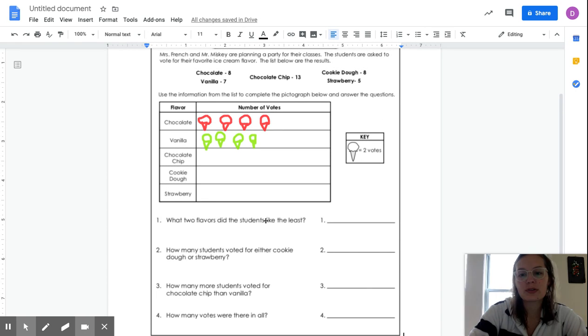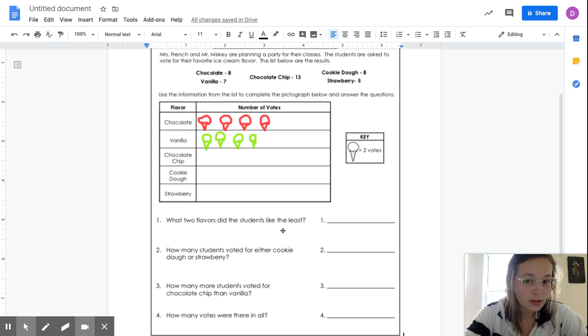What 2 flavors did the students like least? Well, you can either look at your number of votes or you can look up at top. Which are the 2 least popular flavors? Look at the smallest numbers. How many students voted for either cookie dough or strawberry? We just add up those 2 to figure out how many voted for one or the other.